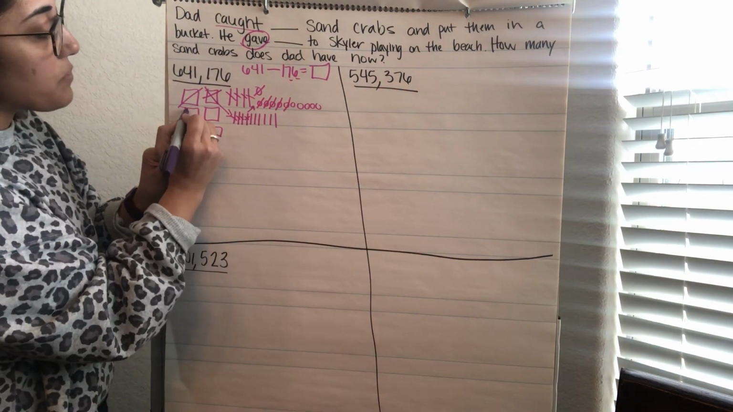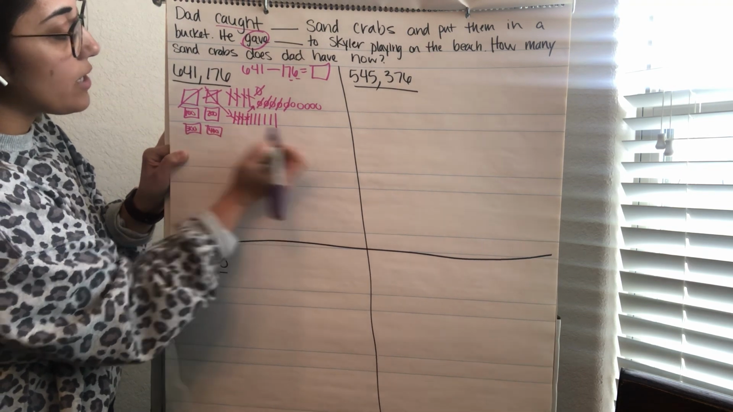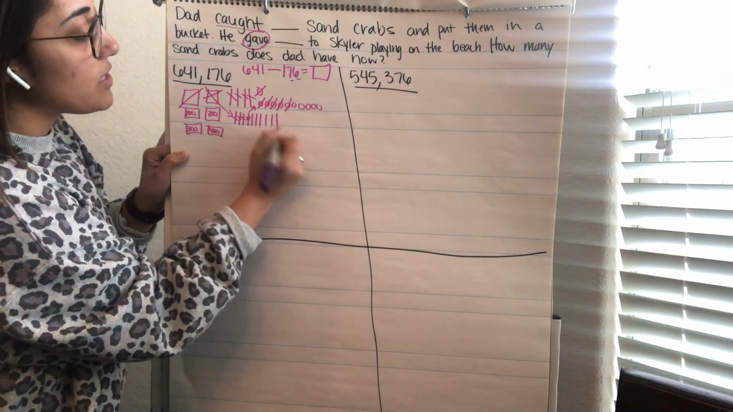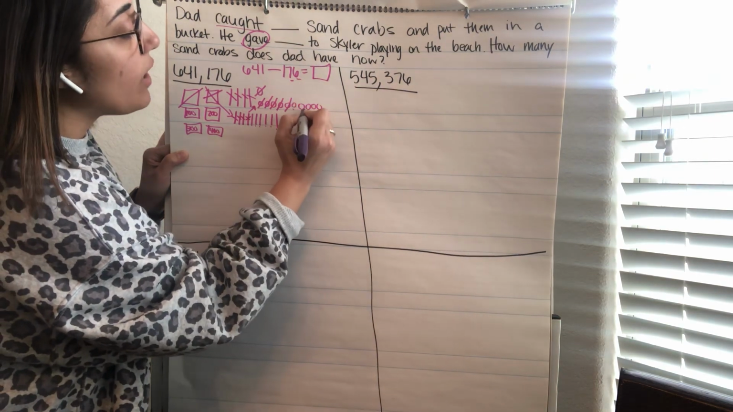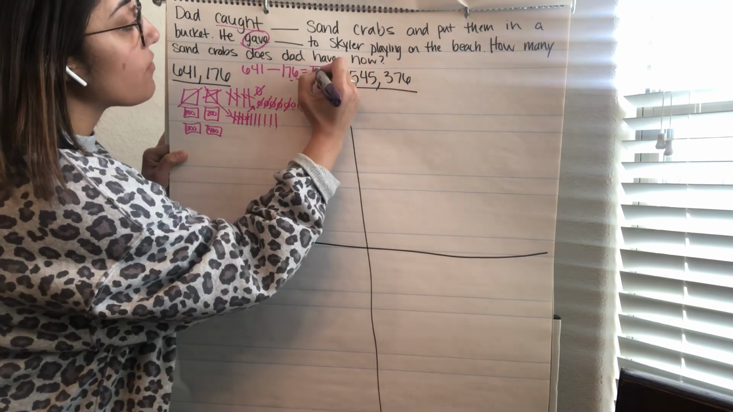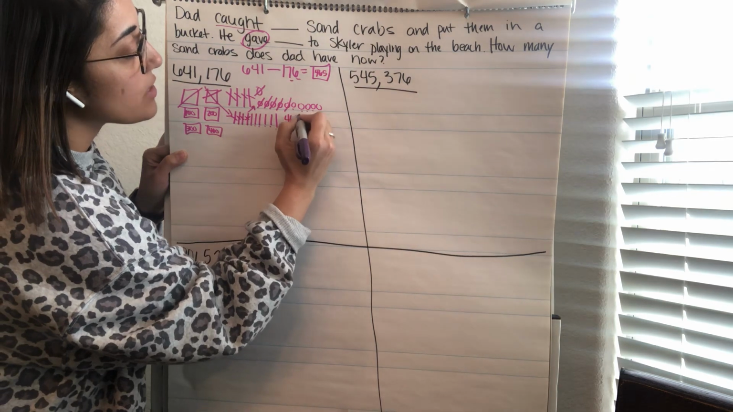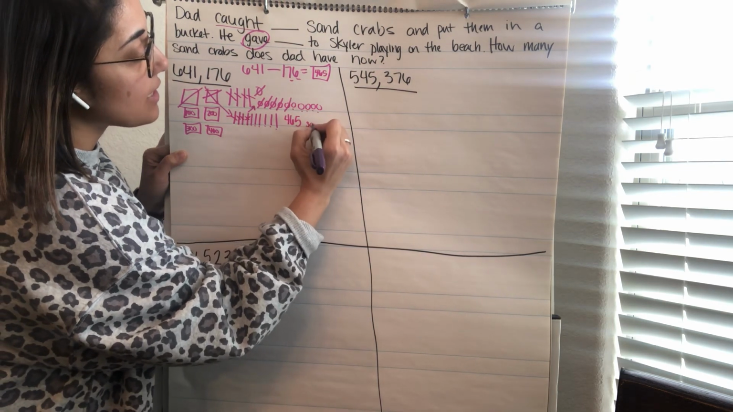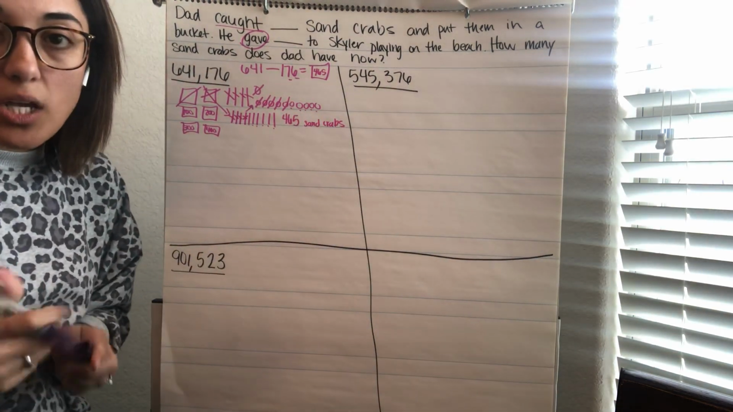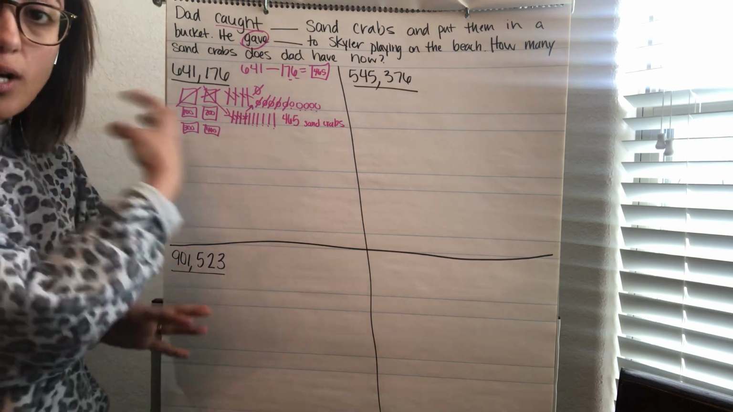And now we just have to count up. So we have 100, 200, 300, 400, 410, 420, 430, 440, 450, 460, 461, 462, 463, 464, 465. So there would be 465. To label, they would need to write 465 sand crabs. And so we would call this strategy direct modeling by hundreds, tens, and ones. And that's what they were doing because they're drawing it all out.